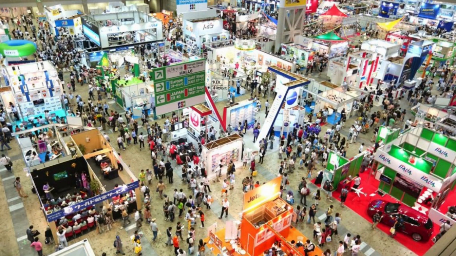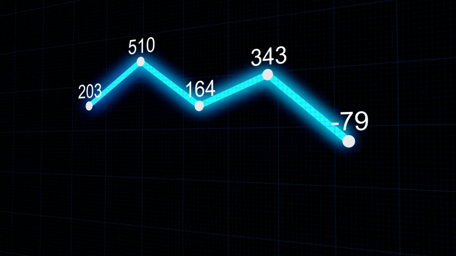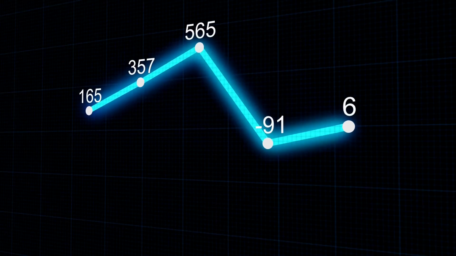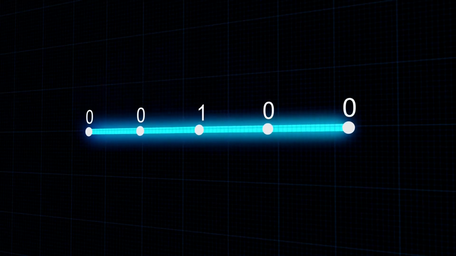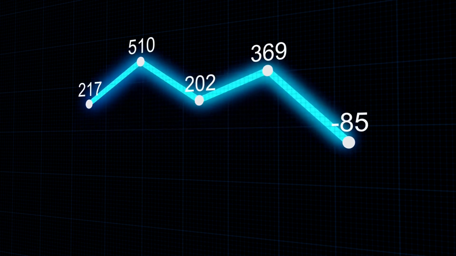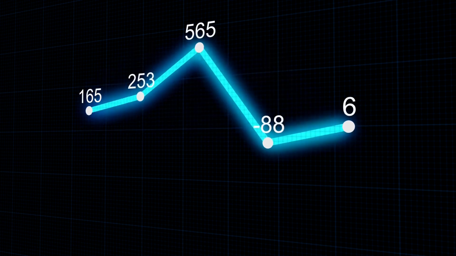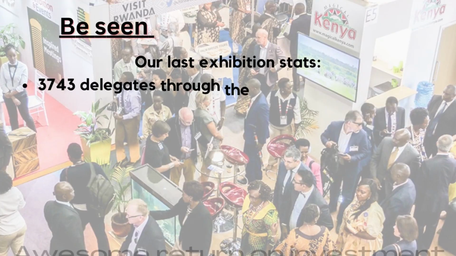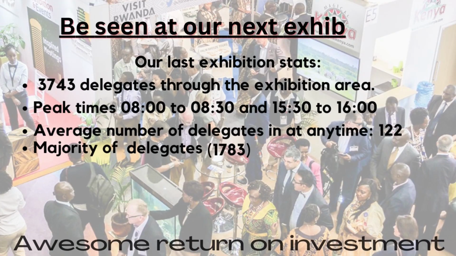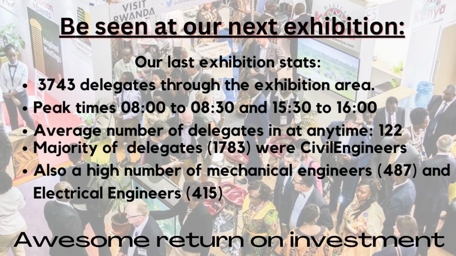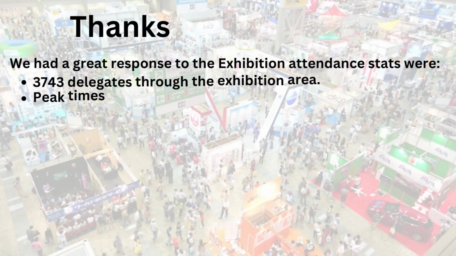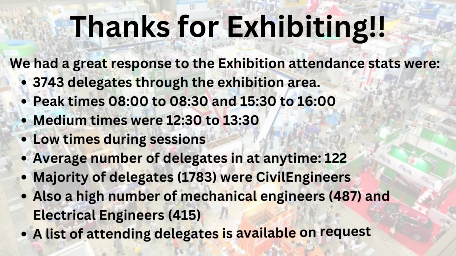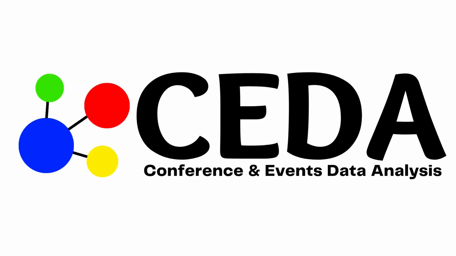Getting data on attendance to your exhibition area is of huge value. Find out what were the peak, medium and quiet times delegates visited the exhibition area. How long did people stay in the exhibition area and who attended the exhibition area. Use this data collected to market your next event to prospective exhibitors and feedback to existing exhibitors so they can gauge the return on investment.